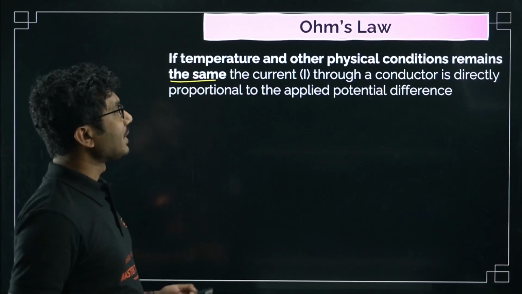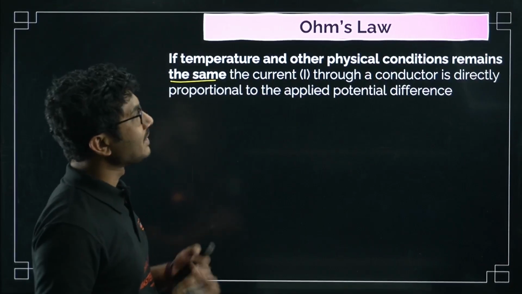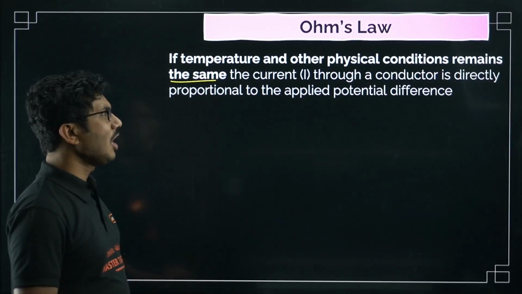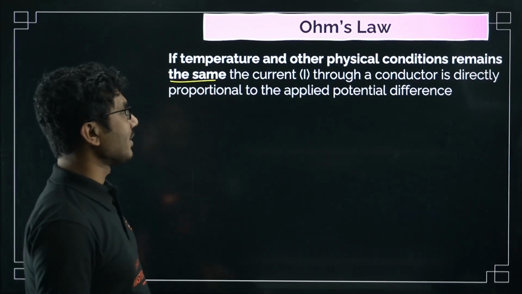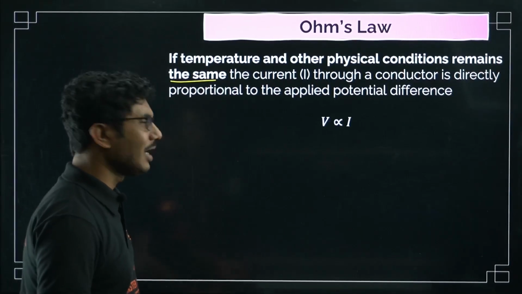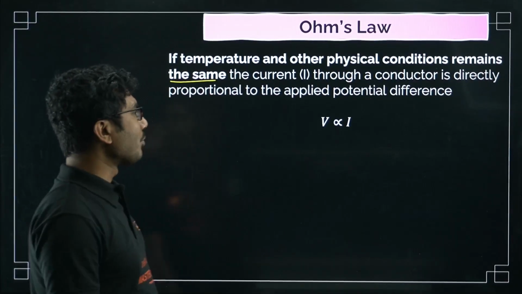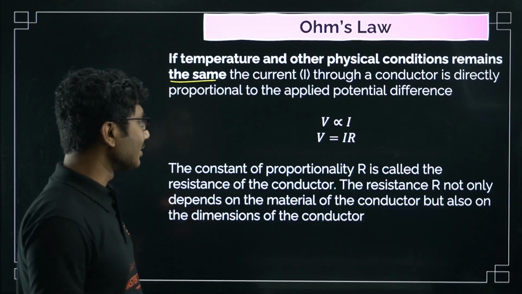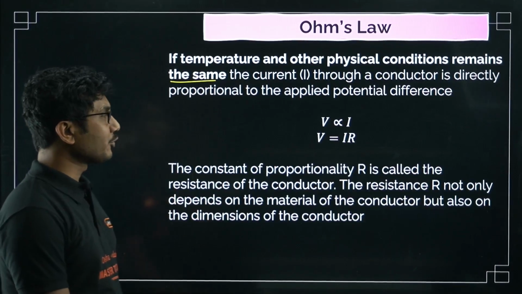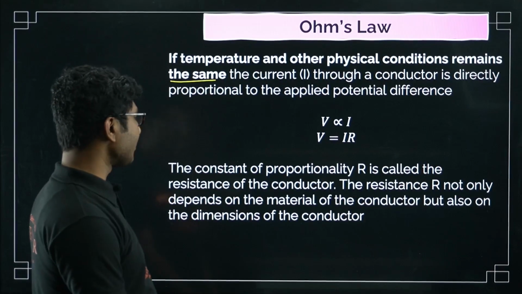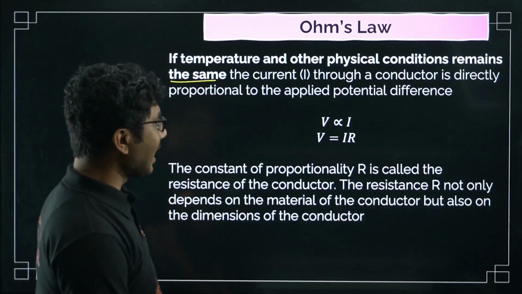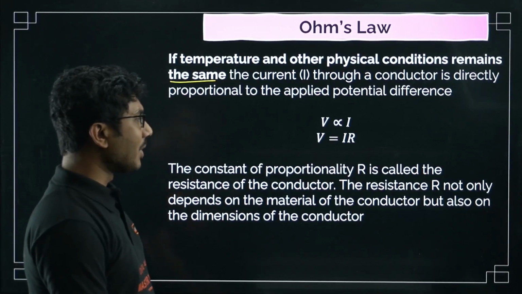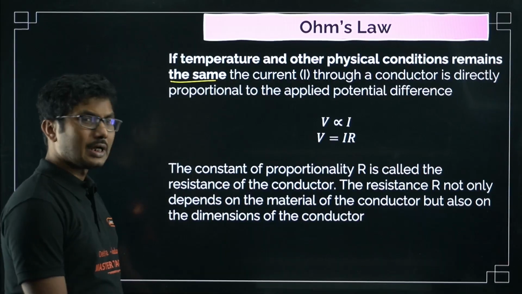So if temperature and other physical conditions remain the same, then the current through the conductor is directly proportional to the applied potential difference. Very important and interesting formula. Obviously we know that V is proportional to I, or V = IR. R is called resistance. The constant of proportionality R is called the resistance of the conductor. The resistance R depends not only on the material of the conductor but also on its dimensions.